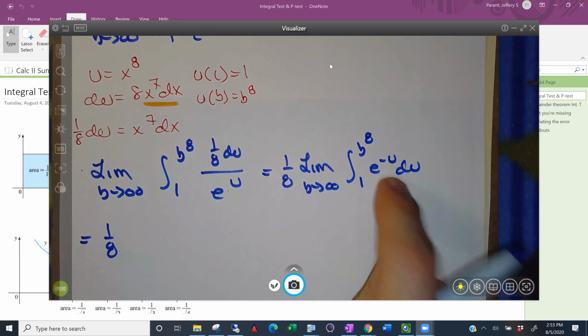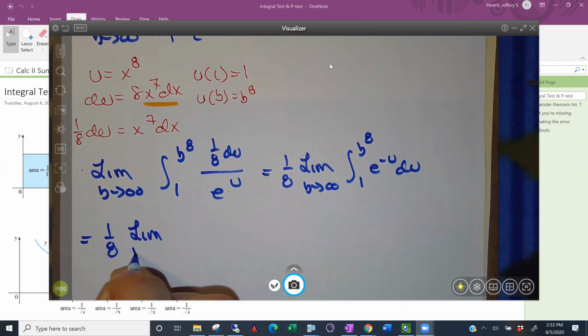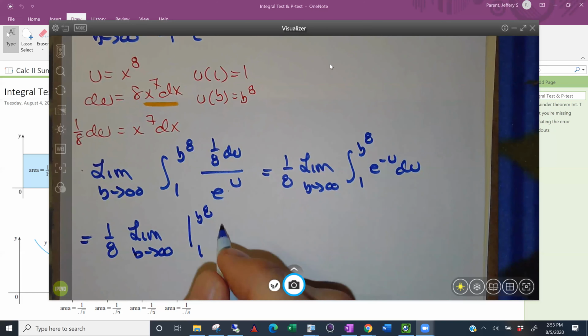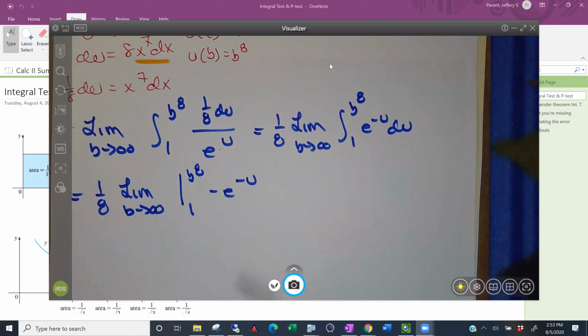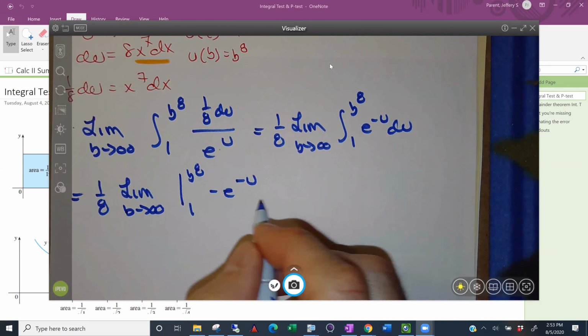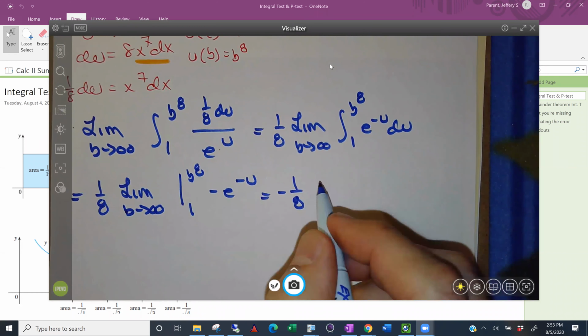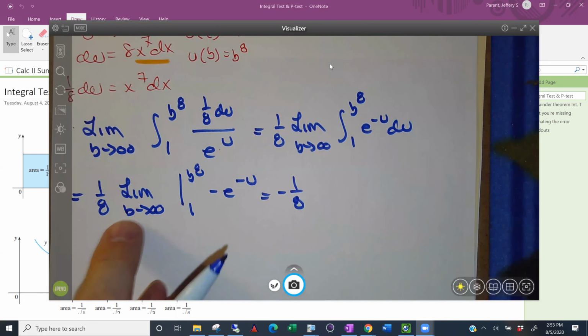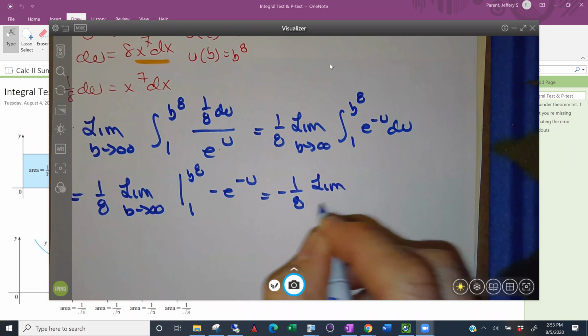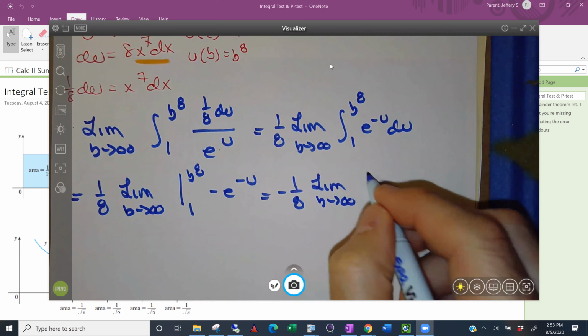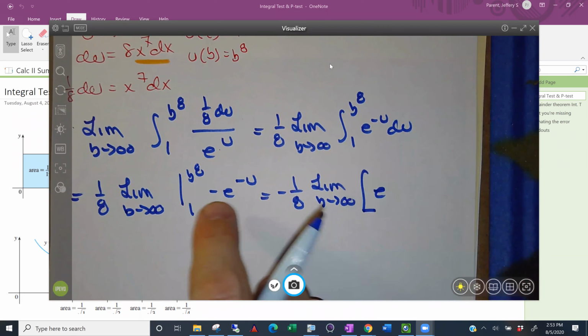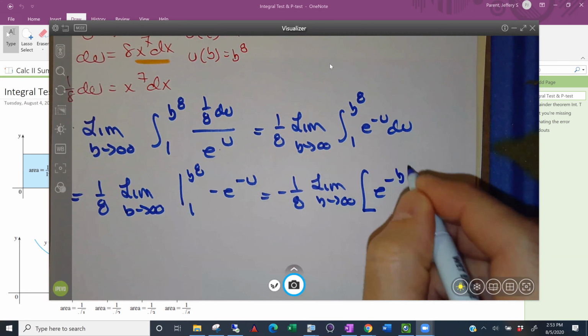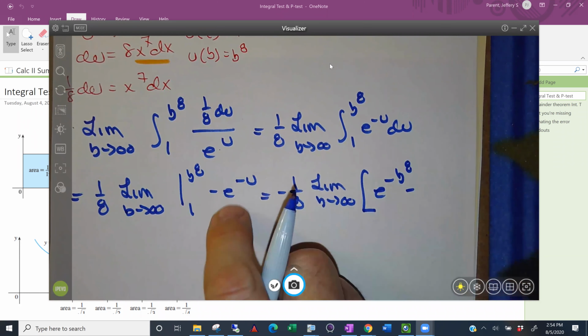What's the antiderivative here? That'd be negative e to the negative u. That negative can come out in front. So negative 1/8, because it's a constant, it's not dependent on the b, limit as b approaches infinity of e to the negative b to the 8th minus e to the negative first.